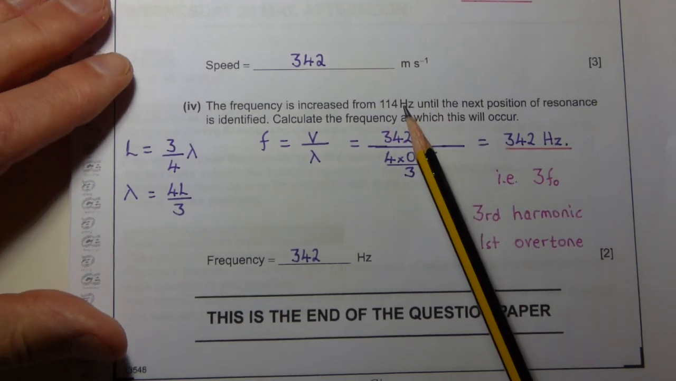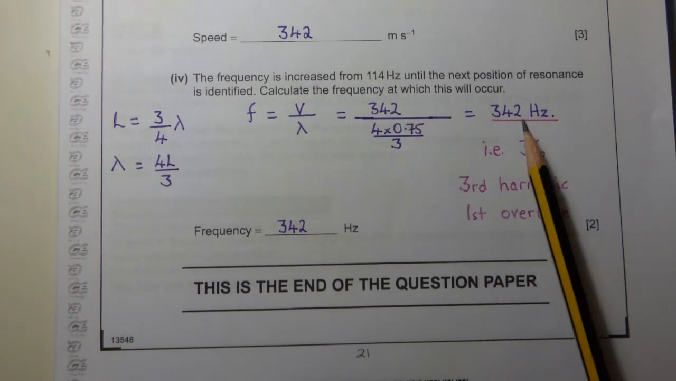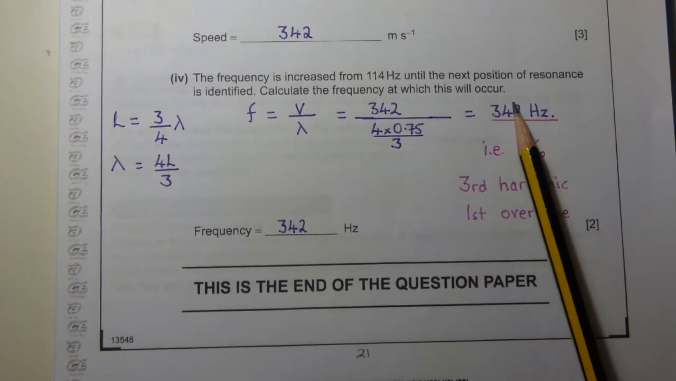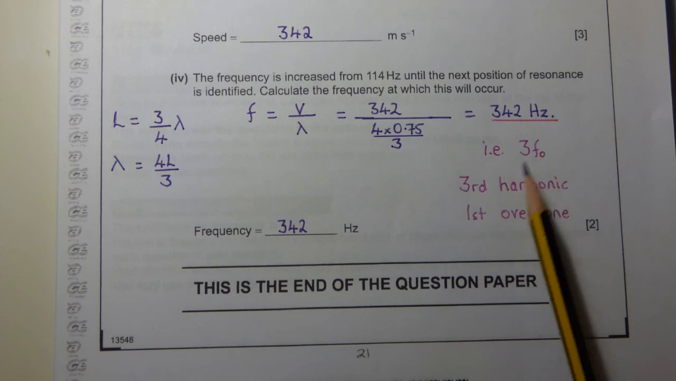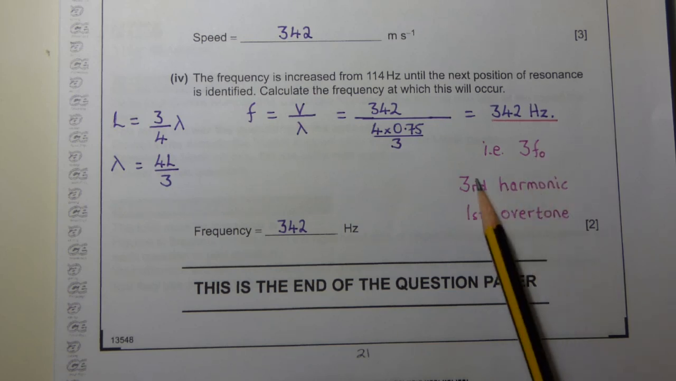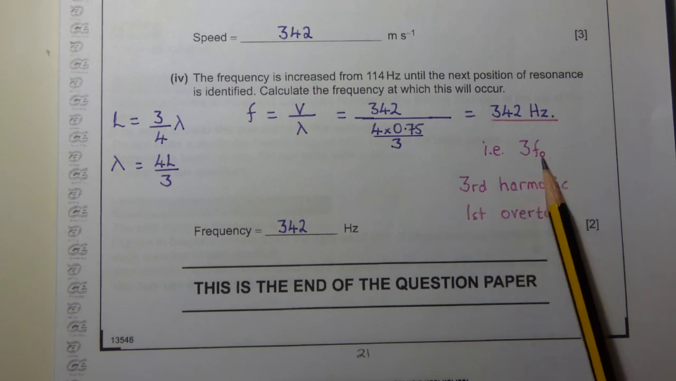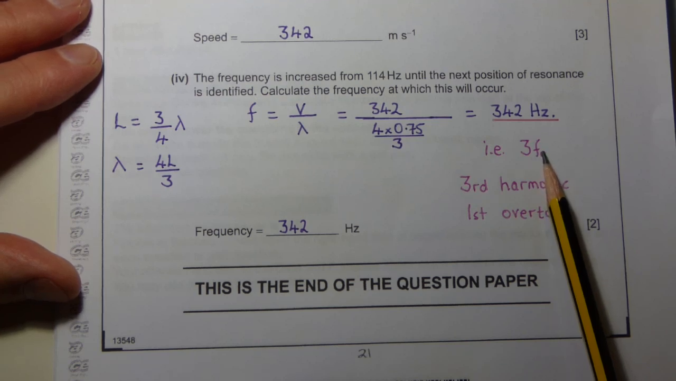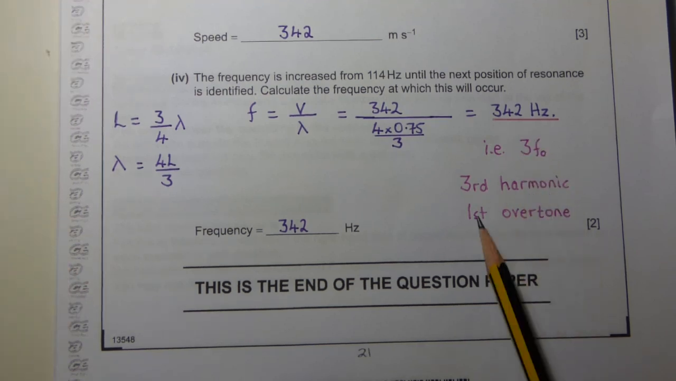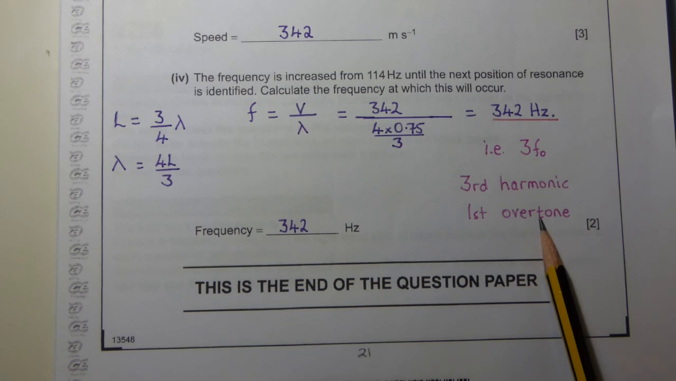Now, this is where it gets a little bit confusing. In other words, this second position of resonance is 3 times the original. That's called the first harmonic, so this is the third harmonic. The second harmonic doesn't exist. But because this is the first frequency that can be superimposed on the fundamental, because you can put these waves on top of each other, that is also known as the first overtone. Now, they don't often ask you about that, but occasionally they have, and it can be a little bit confusing.